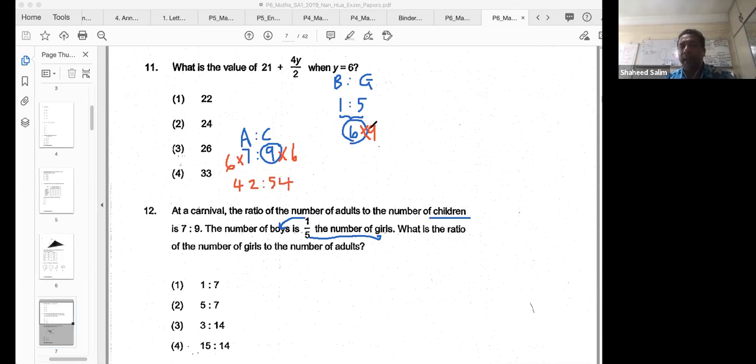And when I multiply down here, I must also multiply here, so I know how many boys. I times by 9. Because I times this 9, I must also times this by 9. So the girls, 5 times 9 is 45. So they want the ratio of girls to adults, right? Girls to adults. So the girls is 45. So I put 45 down here. And the adults is 42. Then I can reduce, divide by 3, and I will get 15 is to 14.